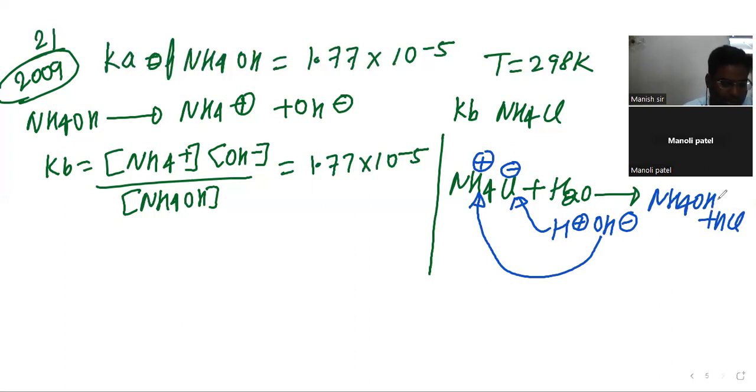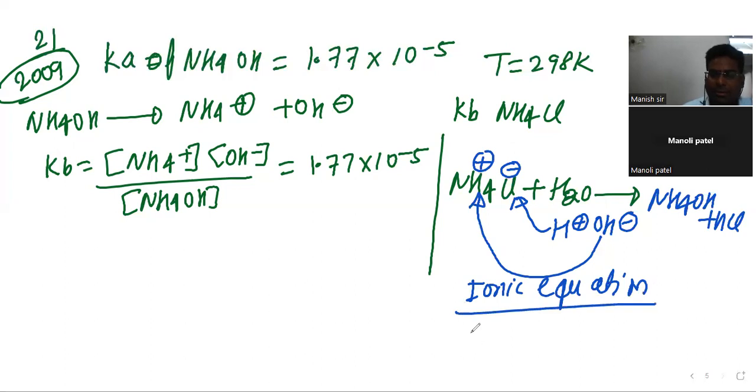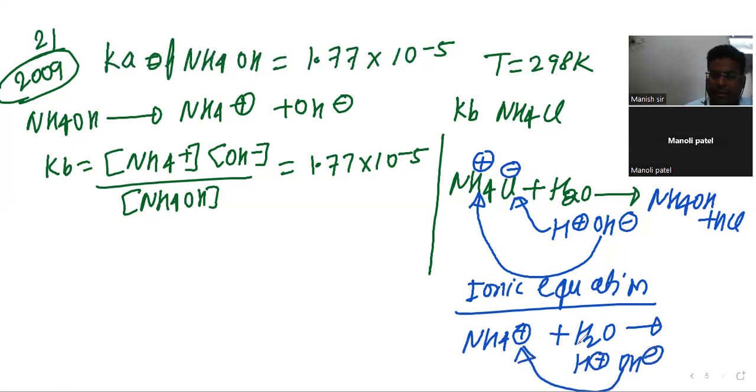Now see the next part, ionic equation. Next is the ionic equation of ammonium plus. So NH4 plus is there, and when it reacts with water, H2O, it forms H plus and OH minus. This OH minus will attract here, so it will become NH4OH, and H plus ion is there.